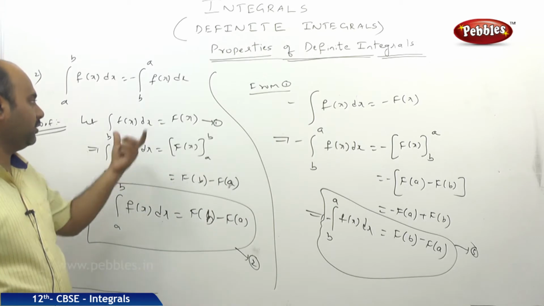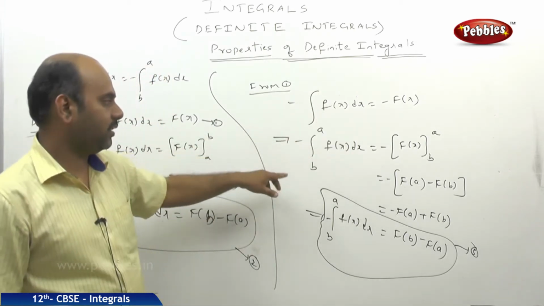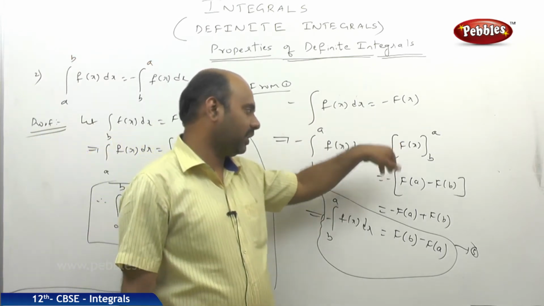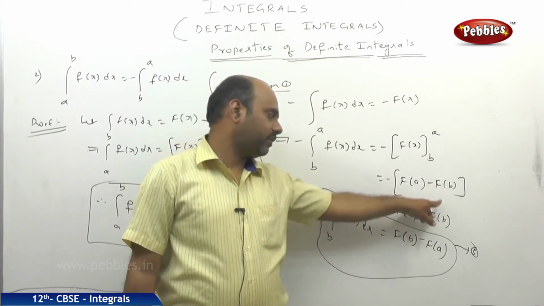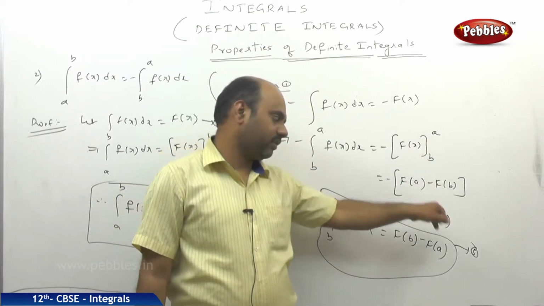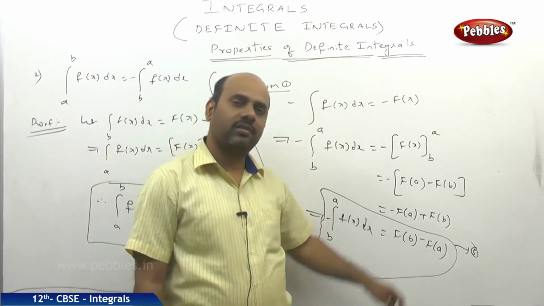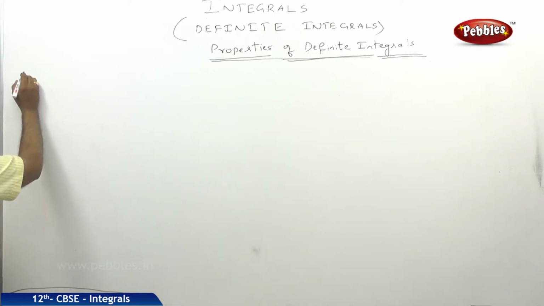Later what I have done, if I call this 1, I multiplied with minus, then applied integral. So minus of integral b to a f of x dx is equal to minus F of x from b to a. So minus common means F of a minus F of b, that is equal to minus F of a plus F of b. So integral of minus b to a f of x dx is equal to F of b minus F of a. Please copy.